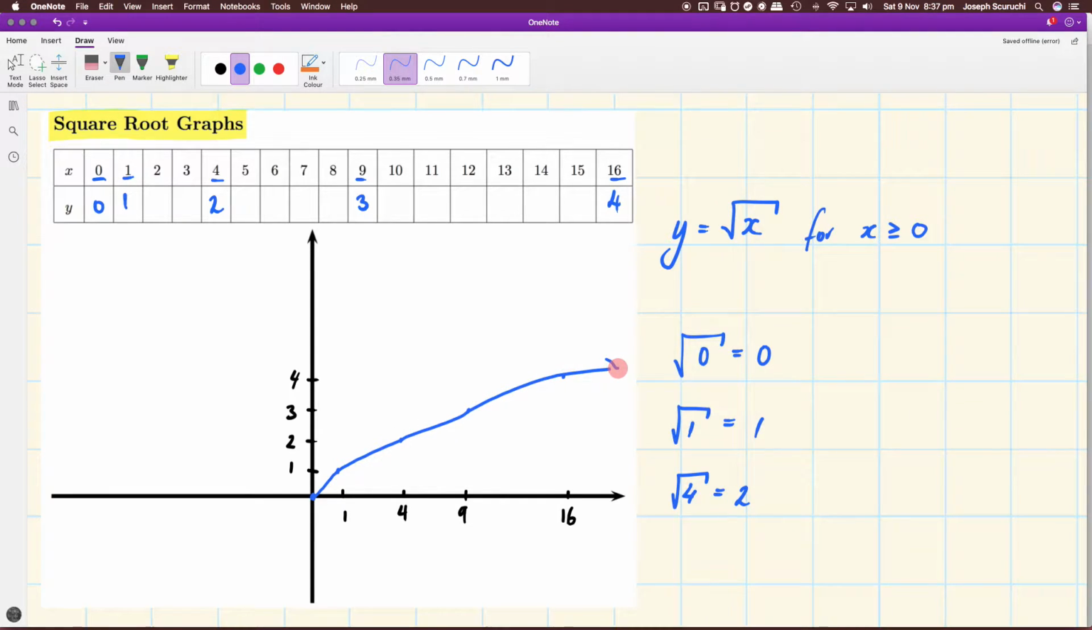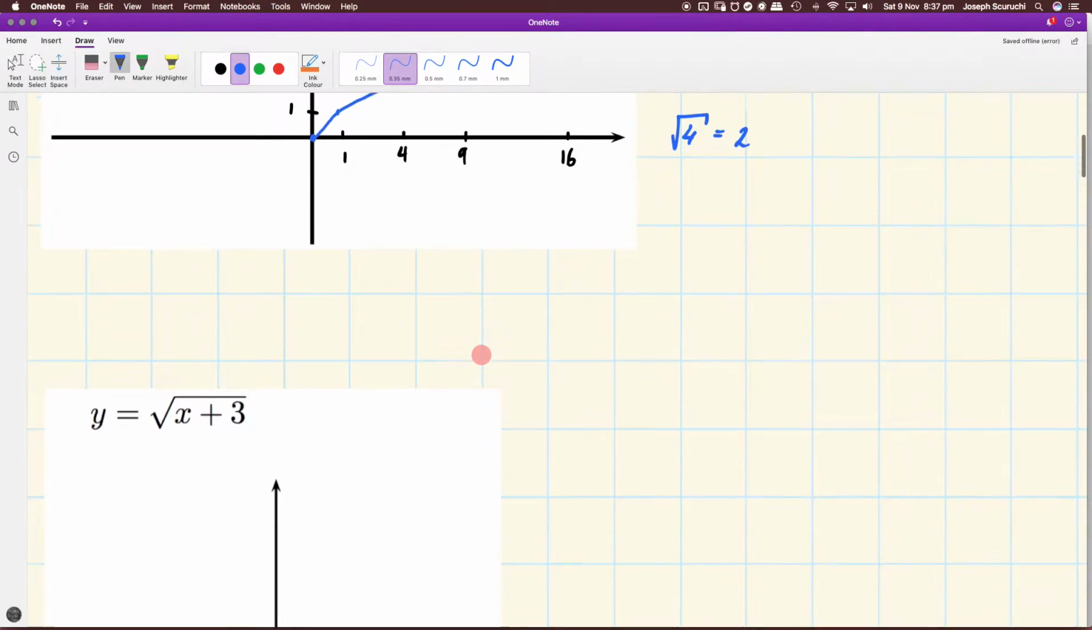And I have just drawn y equals the square root of x. And as you can see, all my x's are equal to or greater than 0. So this is really the parent rule. I'm going to be referring to it as the parent rule, and we're now going to apply some transformations to it. So let's now do that in our next example.